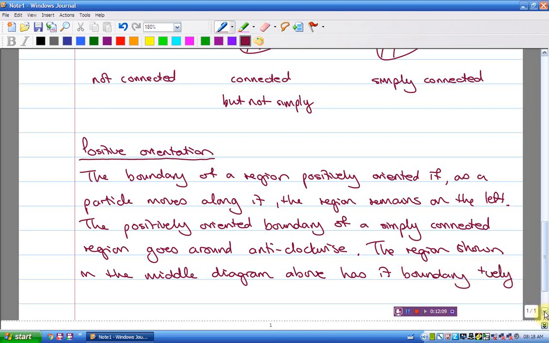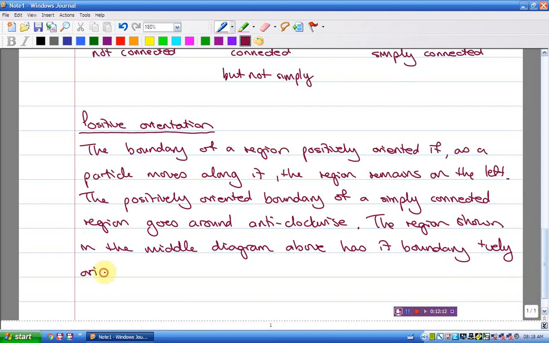Sorry, I'm just abbreviating there. Positively oriented if the outside curve goes around anti-clockwise.